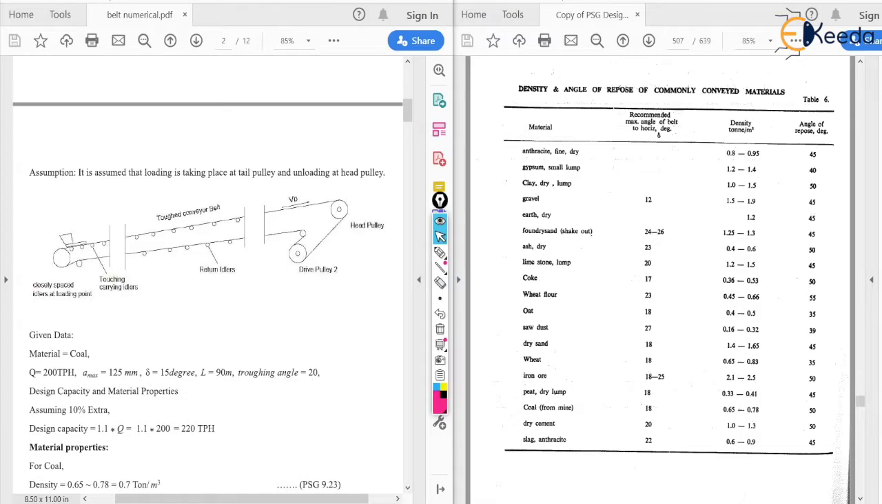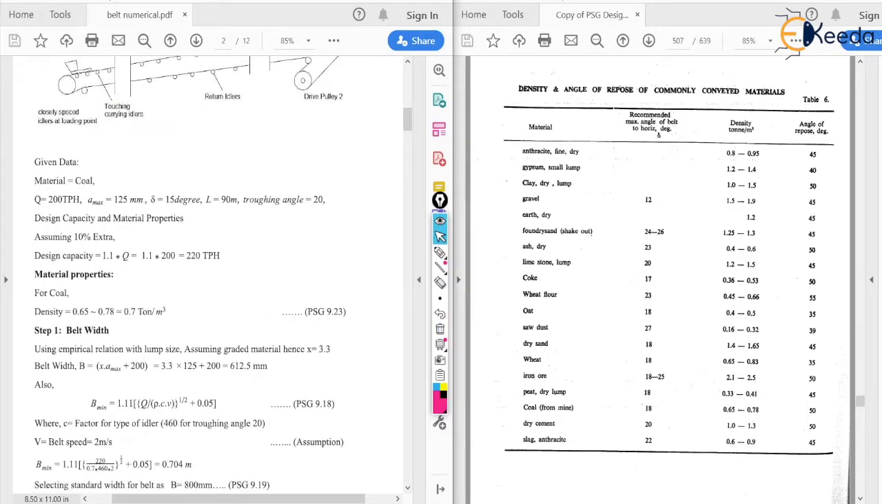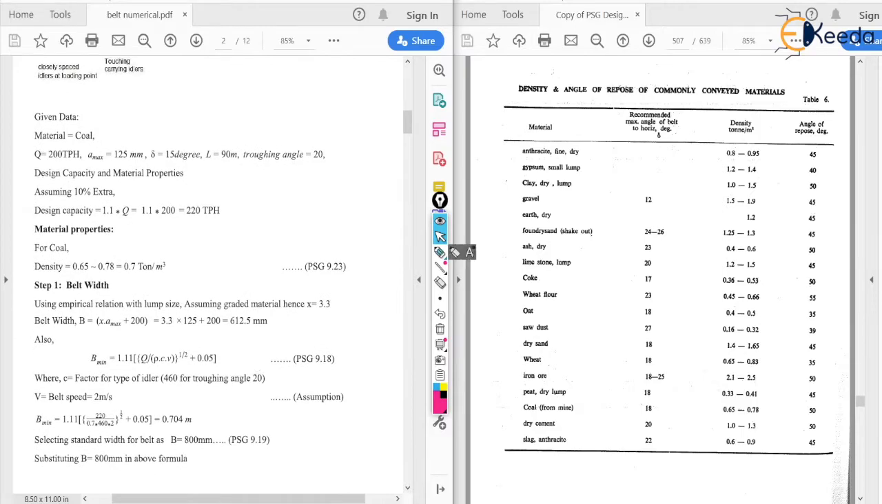Now this is a general diagram. While designing the belt conveyor you have to draw it. As you can see here, we have the troughing rollers, and here we have the return roller. Then here we have carrying idlers, we have already seen that. Now let's start with the actual drawing.